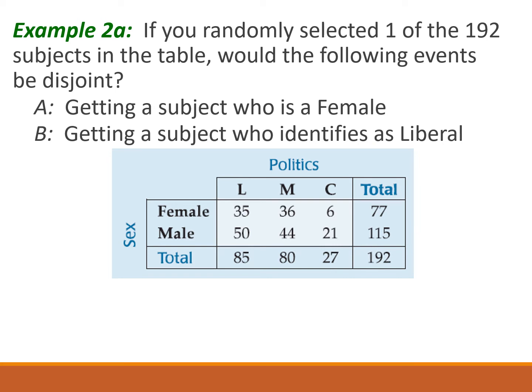So that being said, if we randomly select one of the 192 subjects in this table, would the following events be disjoint? A, getting a subject who is female; B, getting a subject who identifies as liberal. If these are disjoint, they can't happen at the same time. We can't pick just one person and get someone who's A, female, and B, liberal. So in this example, there are a number of subjects who are both female and liberal. If we pick any of those 35, we do satisfy both of those events, so this is not disjoint.